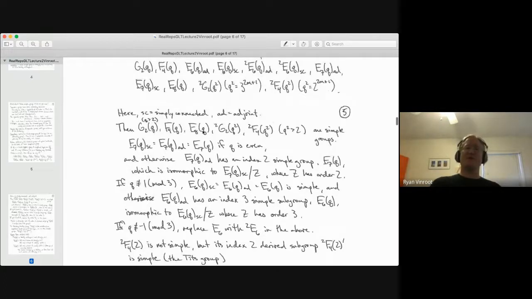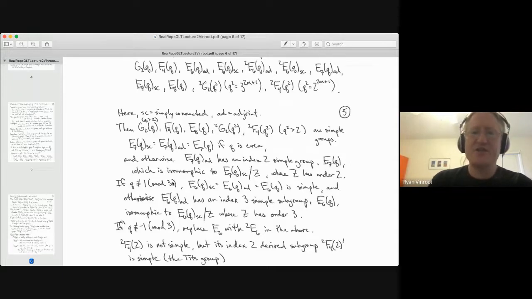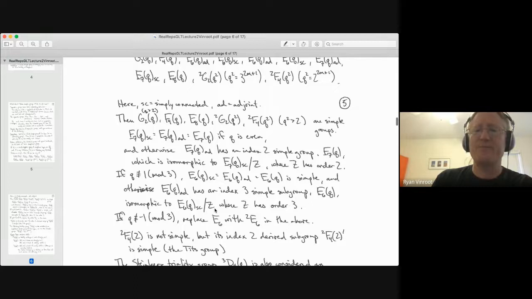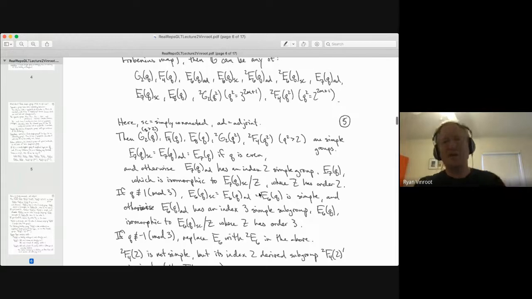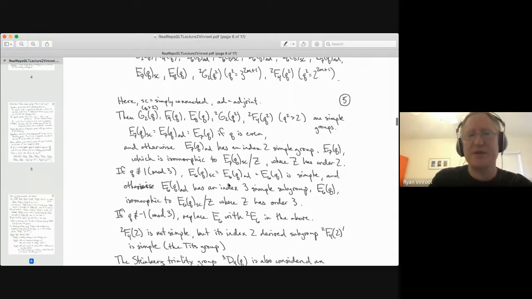Well, E6, this has to do with mod 3 because there's an order 3 center in the simply connected case. So E6 adjoint has an index 3 simple subgroup, and simply connected is an order 3 cover of a simple subgroup. So this is just a classification. Twisted E6 is the same situation as E6, except instead you look at when q is not -1 mod 3. I'm a bit of a completist, so I wanted to list these things.